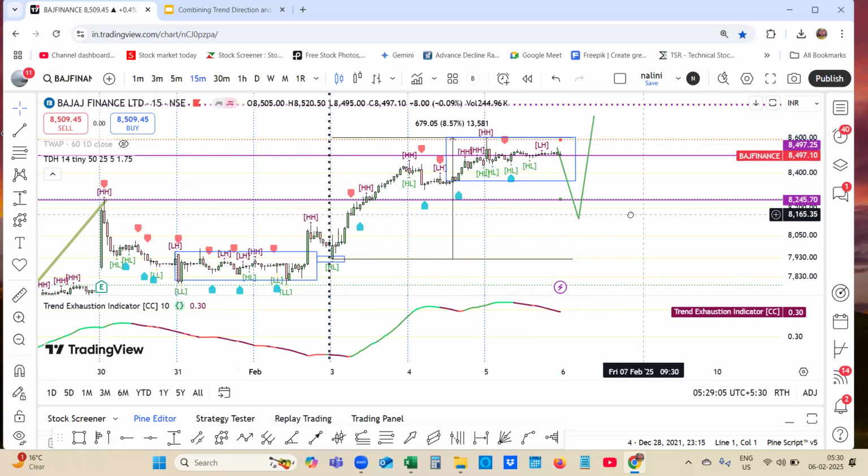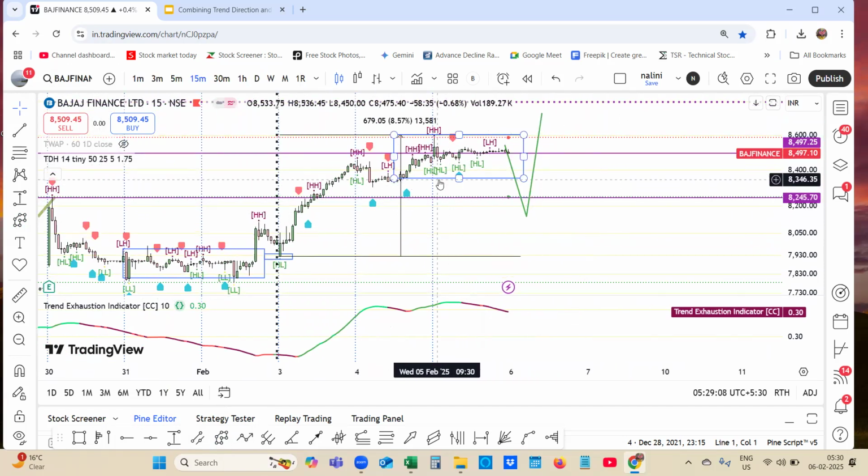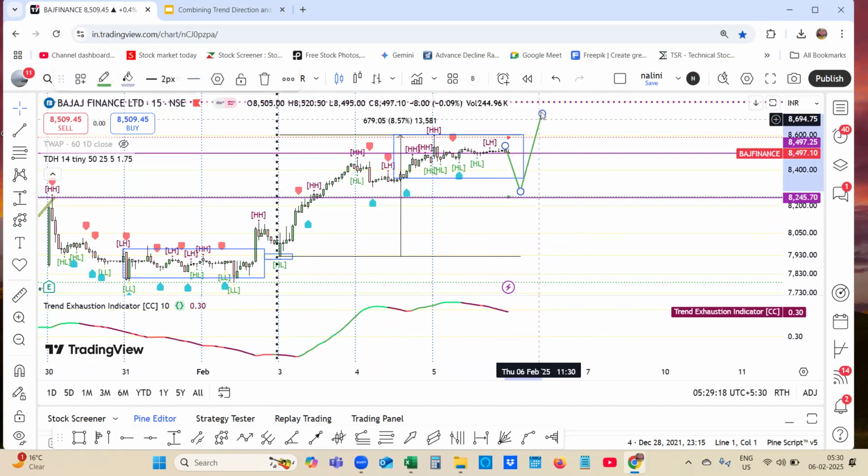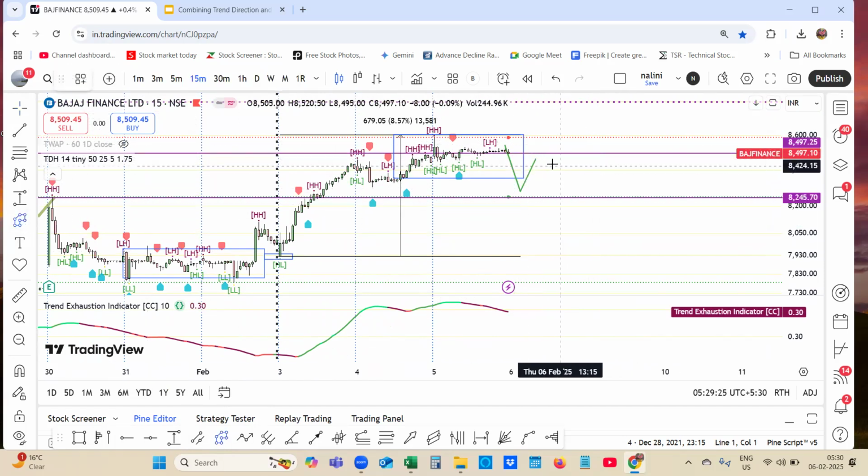You can capture the downward move if it starts falling below this, and if it plots lower low. It has to plot lower low. Then you can identify after plotting the lower low, if it pops up and if it makes lower high, then you can enter into the trade.